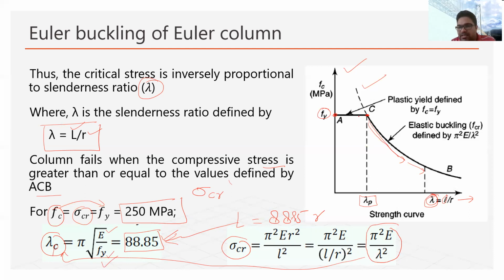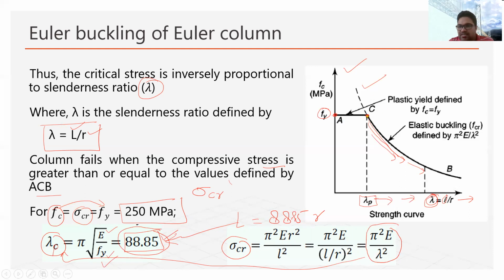Up to this lambda value, the member will utilize its maximum strength. But when the value of lambda increases from this point, going in this direction, the strength of the member will decrease like this. I hope it is clear.